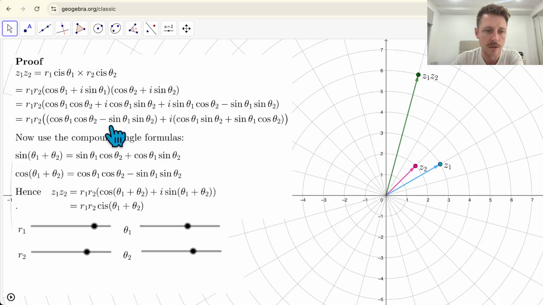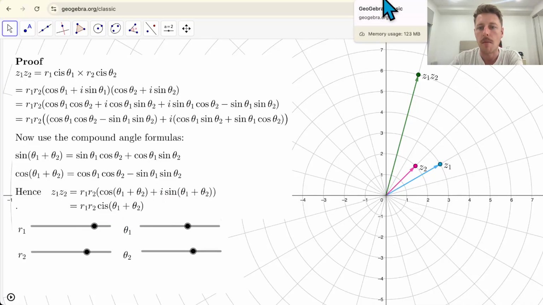And then you'll notice that this part here, cosine theta 1 cosine theta 2 minus sine theta 1 sine theta 2, is just cosine of theta 1 plus theta 2. And similarly, this part here is sine of theta 1 plus theta 2. And so the whole thing simplifies nicely to what we stated before: the proof of the multiplication of numbers in polar form. Okay, so that's a proof of that.